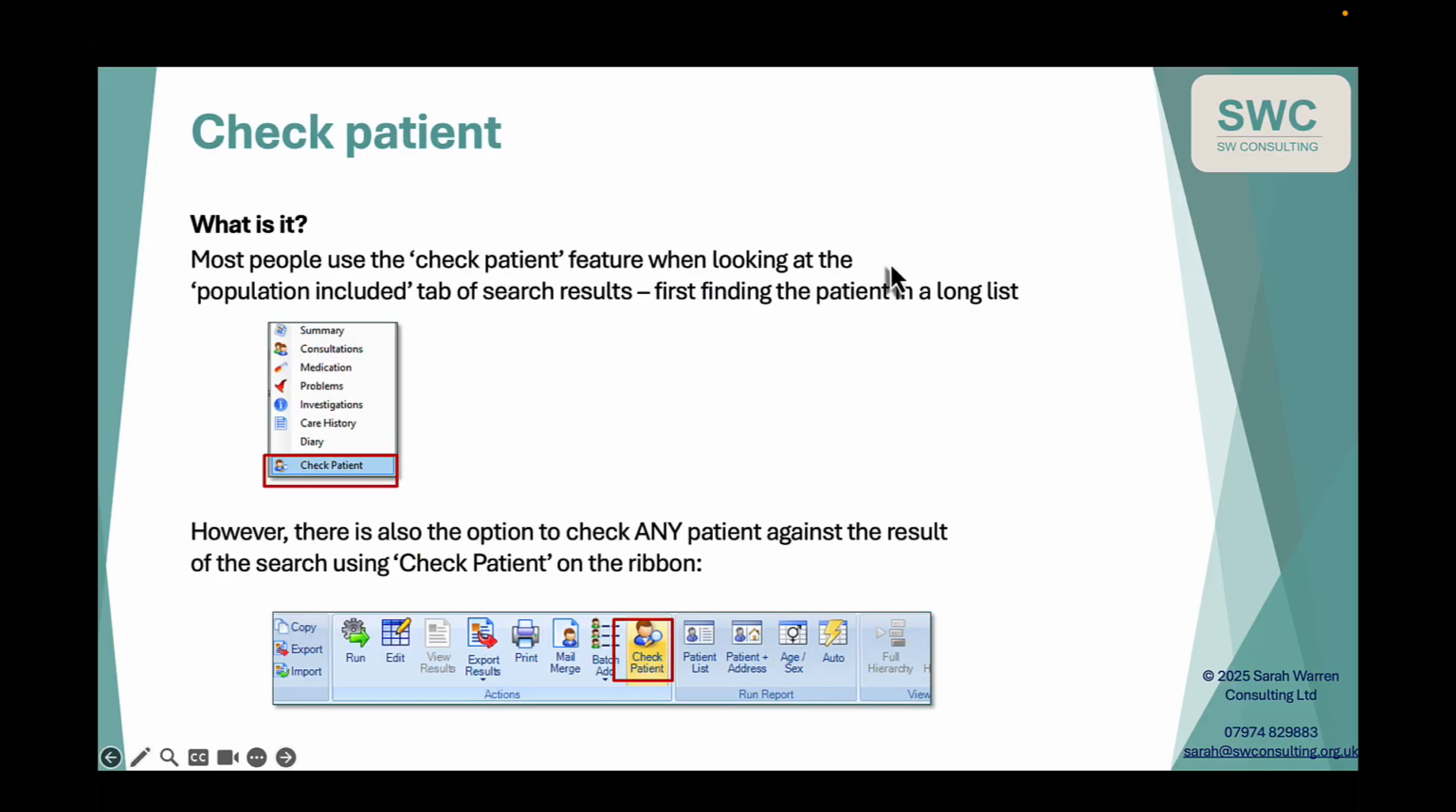Check patient. Now everybody knows about check patient. You go down to your population included, you right click and you check patient on any of the patients included or indeed excluded from a search. But actually I want to check a patient. I know the patient I want to check, but I don't want to have to go through that entire list to find them. I can just go to check patient on the ribbon, and that will let me choose any patient within my EMIS system and see whether they are included or excluded in the search, and indeed what it is that's pulled them into or rejected them from the search. So that's a very, very useful tool.